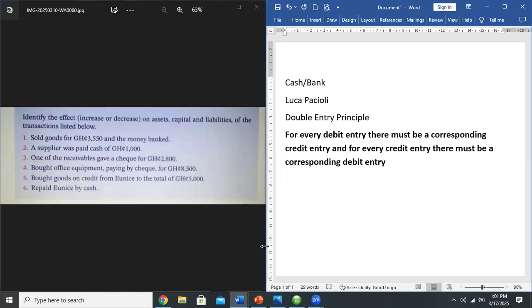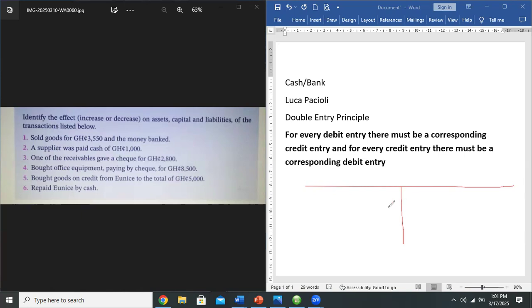So let me draw that on our screens so that we'll appreciate it. So Luca Pacioli says, if you are recording a transaction, you record it in something like this. Okay. And this is called an account. So to Luca Pacioli, all transactions should be recorded in an account. And an account is a T-shaped format that is used to record business transactions, right?